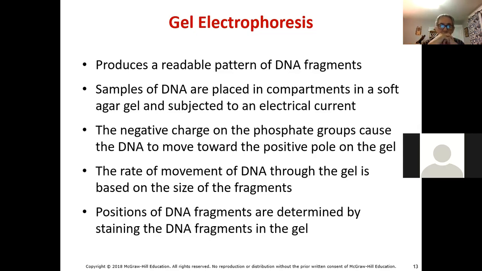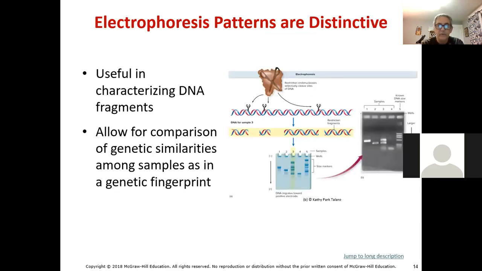And this pattern of fragments of DNA is very characteristic. They can be used to identify individuals. It's used in forensic science. So we call that genetic fingerprinting. You see an example here. So these are predetermined markers. You buy these from laboratories, so you can then calculate the size of these other fragments.